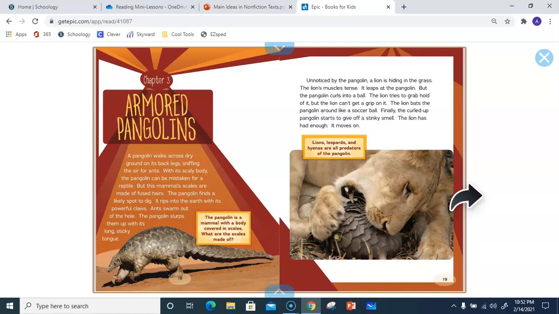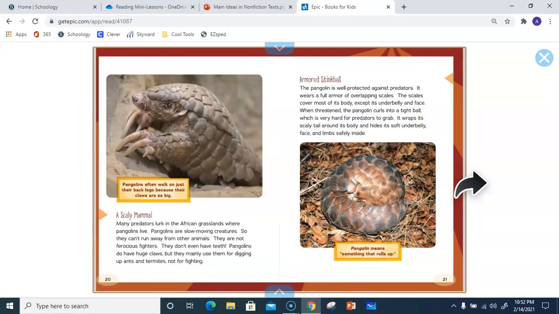They curl up and they release like a stink bomb from their bodies, kind of like skunks. So this book is all about not just adaptations, but some sort of unique adaptations.